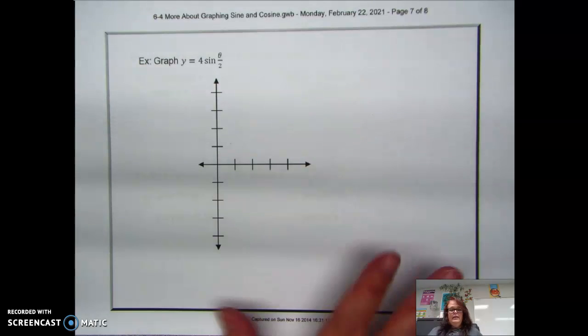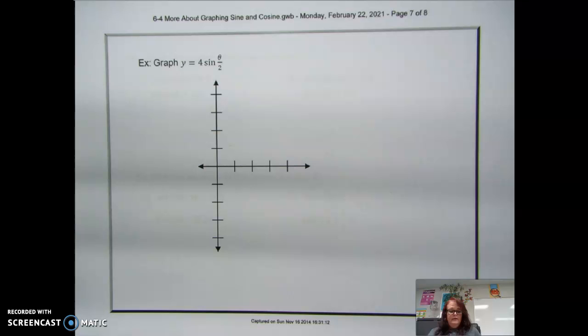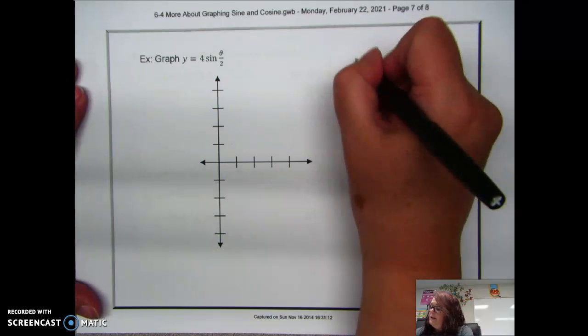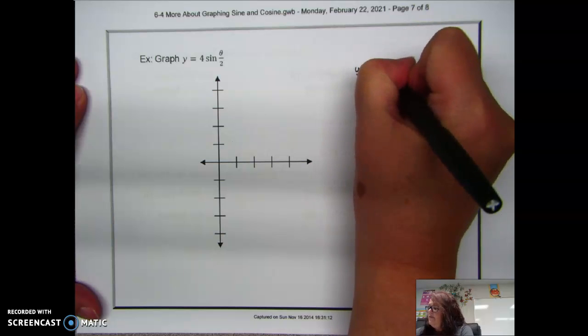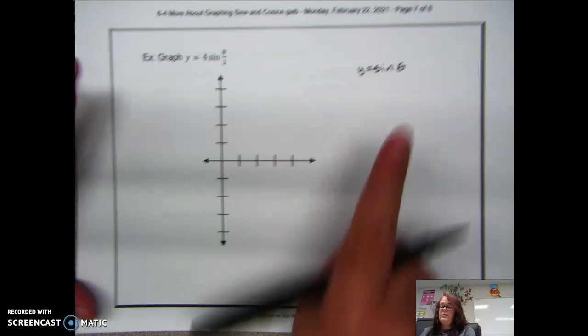All right, so then if we take a look at this one, this is going to be combining both things together. And so take a moment to tell me, I've got a parent graph of y is equal to the sine of theta. How does this graph differ from the parent graph? So pause the video and give that a try.